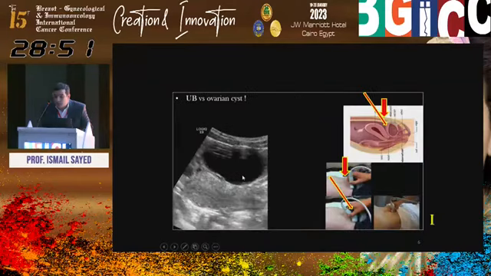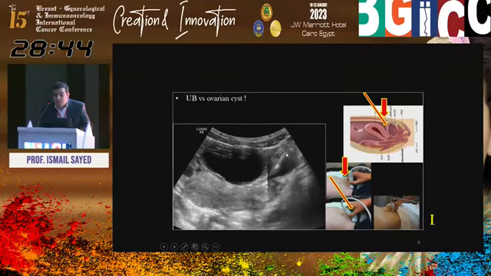What should I do? Just angulate the transducer inferiorly to reach behind symphysis pubis. This is the urinary bladder. And this is a simple ovarian cyst. Yes, it's a common mistake we face in early residency.